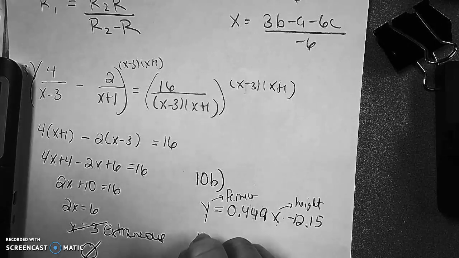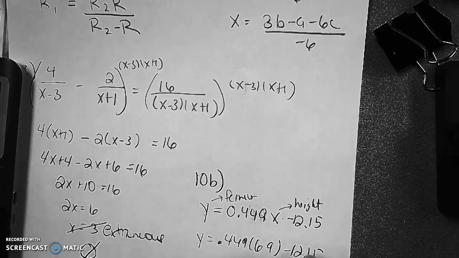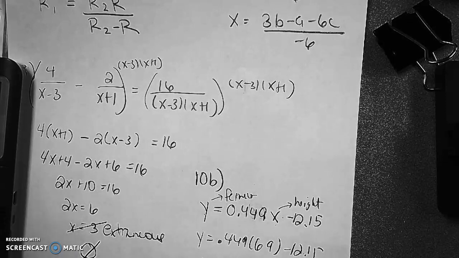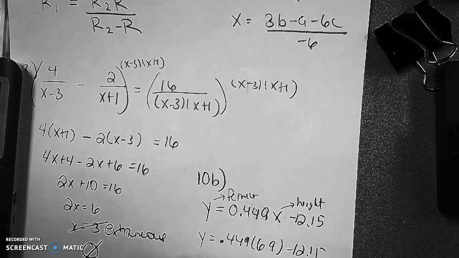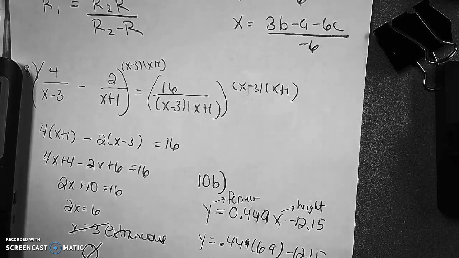So let's just try letting the height be 69. And yes, you could use a calculator on this problem. And so when I do that, I get 18.831 inches there. So that 10 inches probably isn't the same male that had both of those bones.